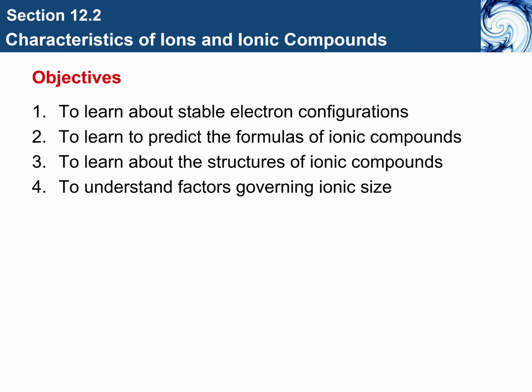(12.2) In this section, we will move beyond bond type into ions and ionic compounds. We will learn about stable electron configurations, how to predict formulas of ionic compounds, the structures of ionic compounds, and factors that affect ionic size. These are important because the test bank asks about common ion charges, ionic formulas, and ion size comparisons.